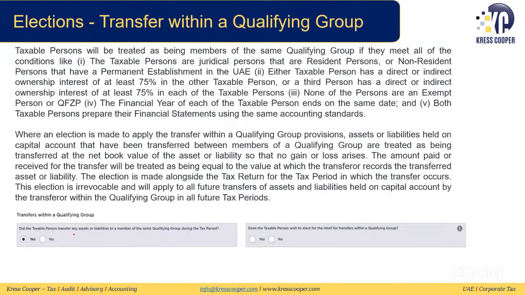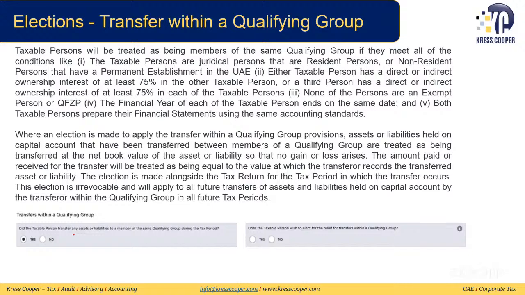The next election that we have is transfer within a qualifying group. We know that for a taxable person to be treated as a member of a qualifying group, they have to meet certain conditions. What are those conditions? Taxable persons are juridical persons who are also resident persons, or they can be non-resident persons that have a PE in the UAE. They have to have this ownership relationship, which is that either the taxable person has a direct or indirect ownership of at least 75% in the other taxable person, or a third person has a direct or indirect ownership interest of at least 75% in both taxable persons, or more if there are more than two.